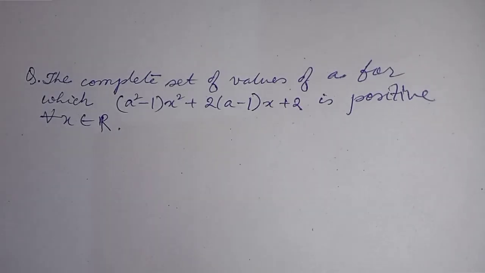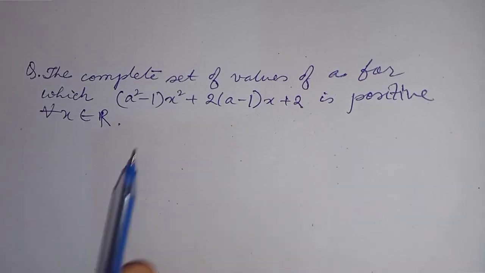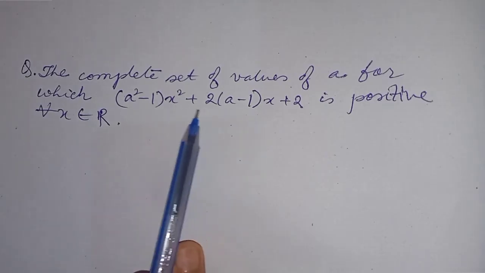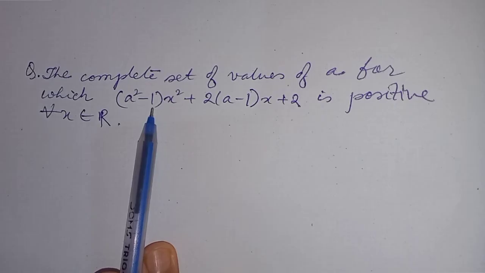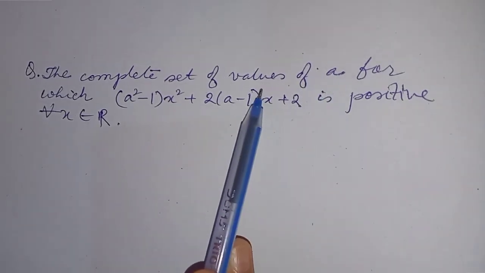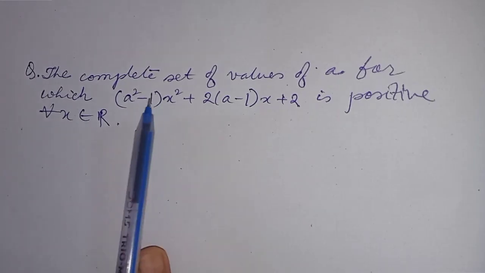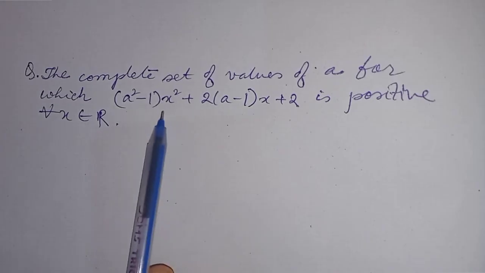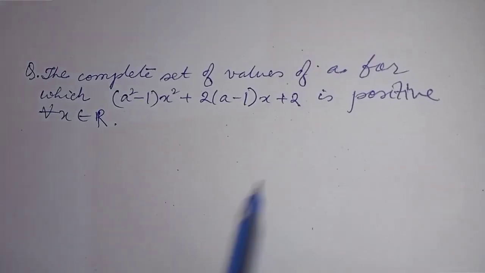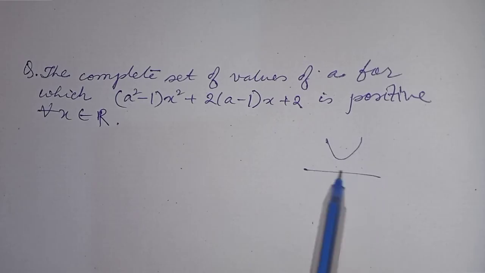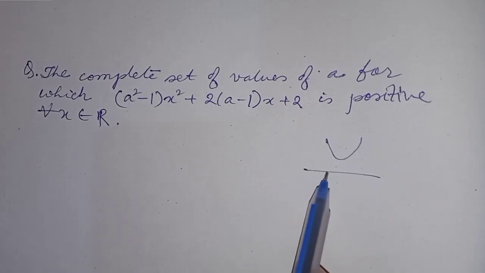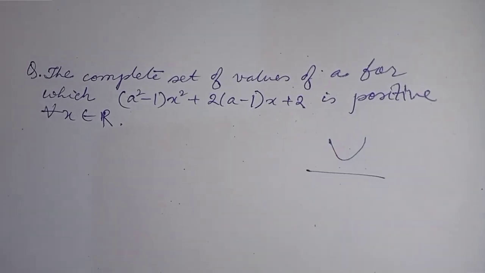One trivial assumption for a quadratic expression is that the coefficient of x square must not be equal to 0. That assumption comes into play in this question. See this quadratic expression very carefully. We are asked to find the values of the parameter a for which this is positive. Those who have learned location of roots might know that the term a square minus 1 must be greater than 0 and the discriminant must be less than 0. So it must be an upward opening parabola which is always above the x-axis. So in that case it will always be positive.